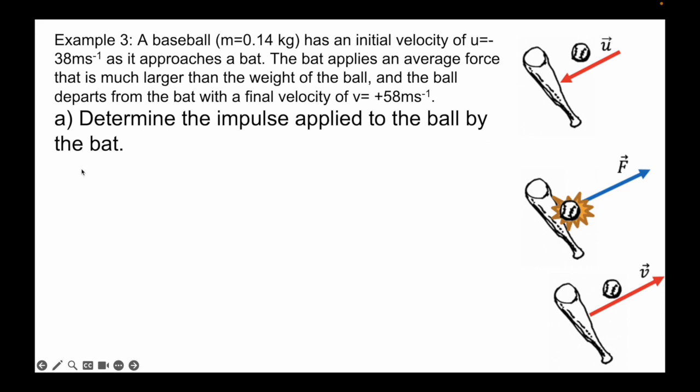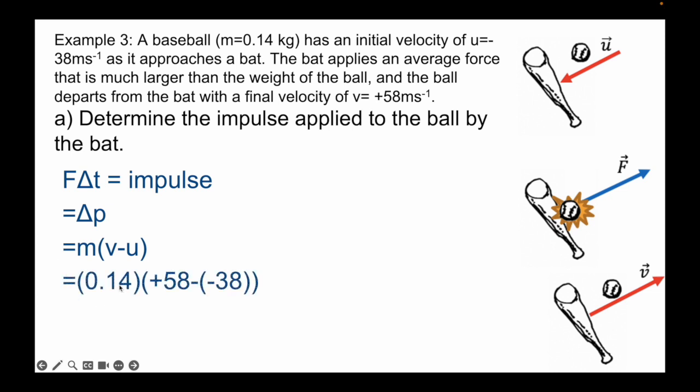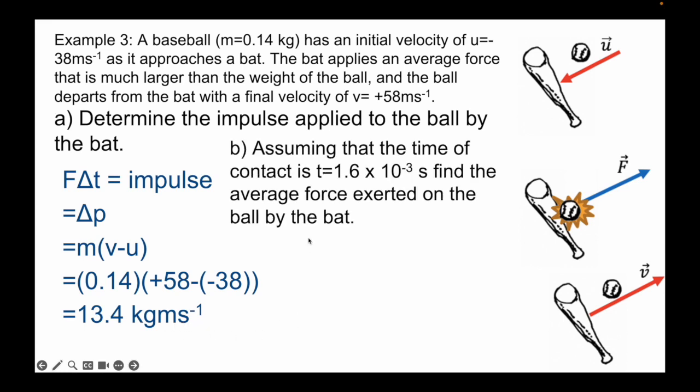Alright, hopefully you've paused it. We're going to start off the same way we have before, plugging in our mass and our final velocity minus initial velocity to get our 13.4 kilogram meters per second. The second question now says, assuming that the time of the contact is 1.6 times 10 to the minus 3 seconds, find the average force exerted on the ball by the bat. Pause it and try this one.